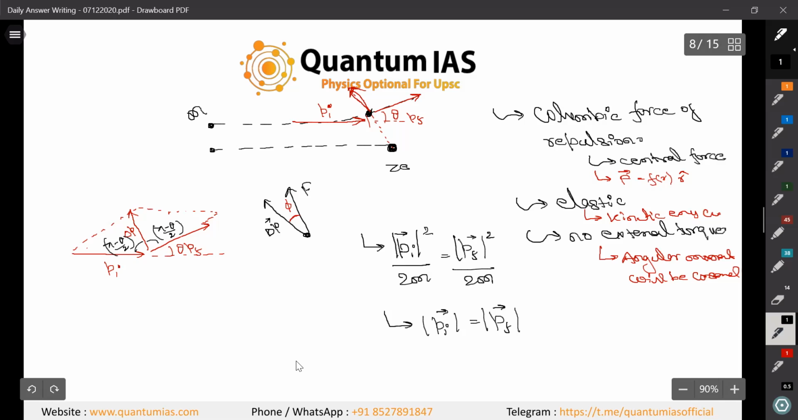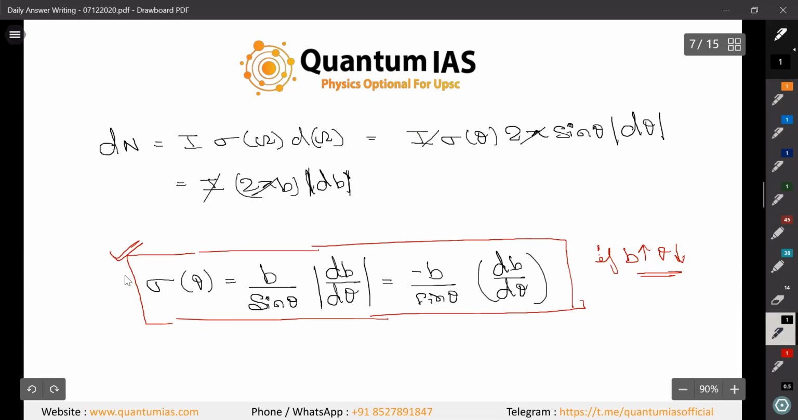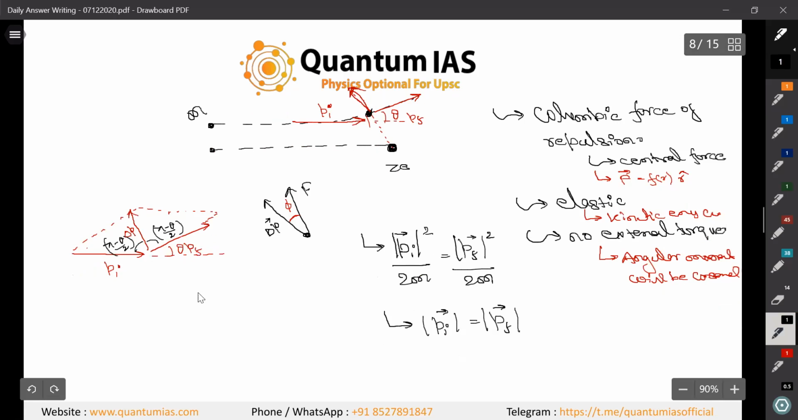So what we are doing here: to find the differential cross section area, we need to find the relation between b and theta. So we are going to develop the relation between b and theta. This was our b. Now delta p will be 2p sine theta by 2. Using the vector result, it's very easy to get. If two vectors are the same and the angle between them is pi minus theta by 2, you can simply get delta p as 2p sine theta by 2.